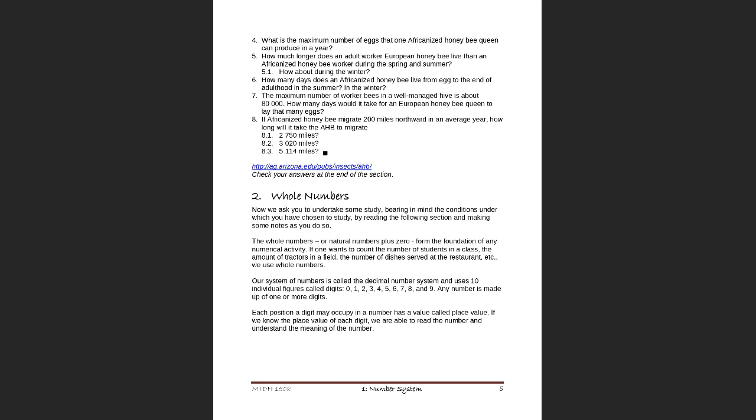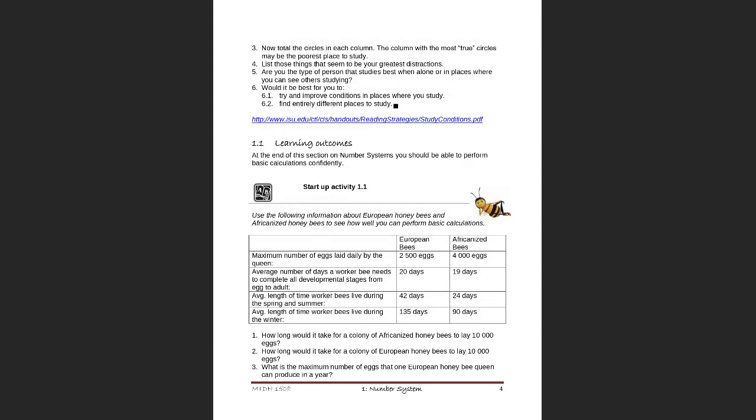Let's explain number 5 again. Number 5 asks how much longer an adult European honeybee lives than an African honeybee worker during summer. If you look at the table, during summer the European bee lives 42 days and the Africanized bee lives 24 days. So how much longer? You simply subtract 24 from 42, and you have 18 days. So the European bee lives 18 days longer than the African bee.